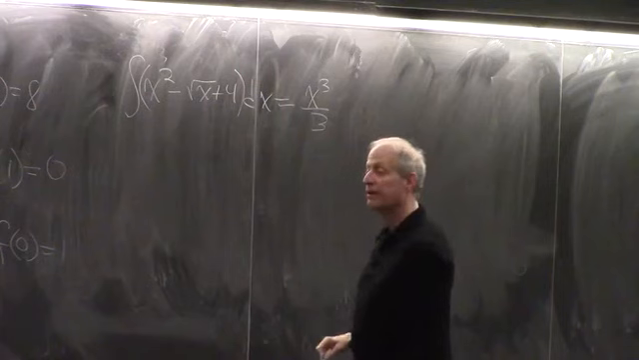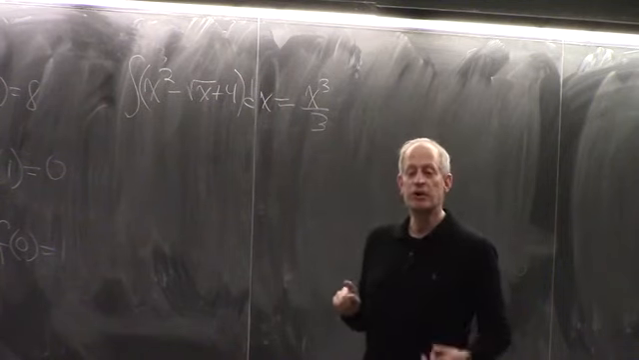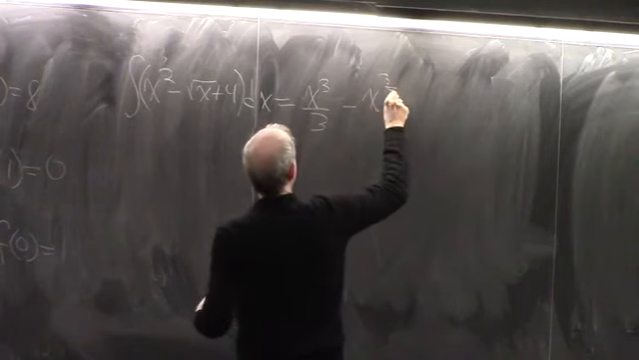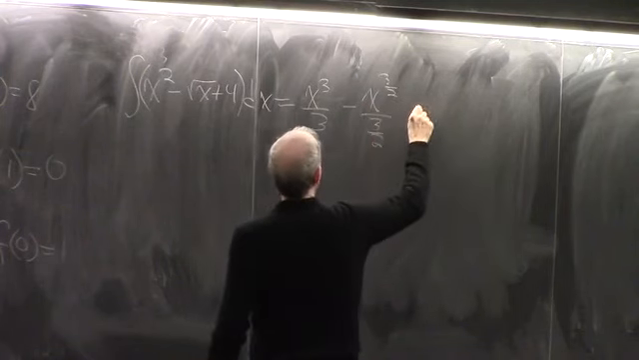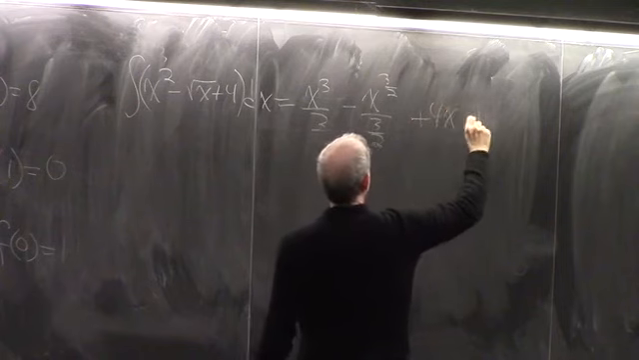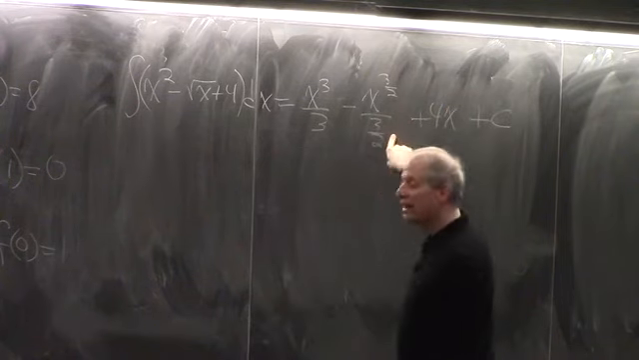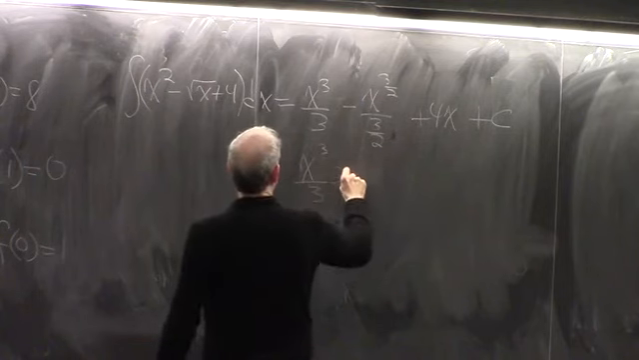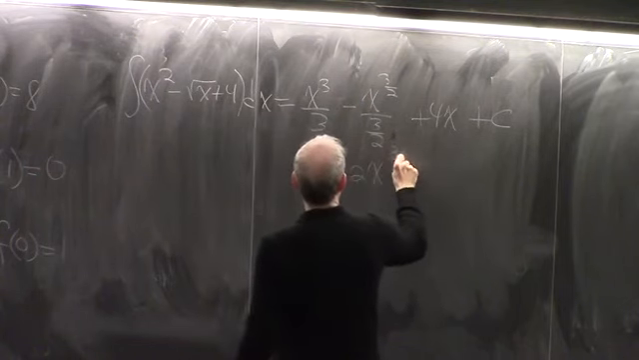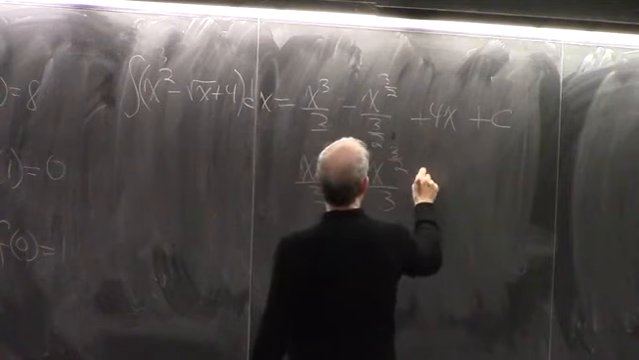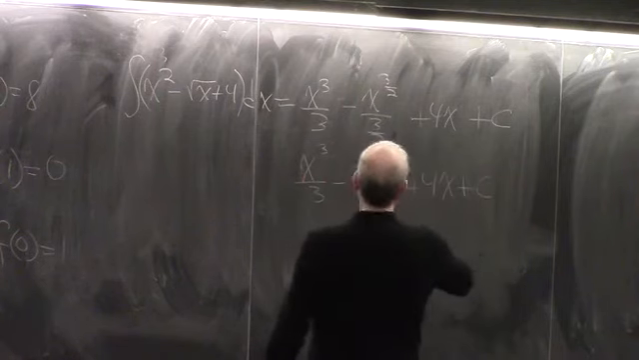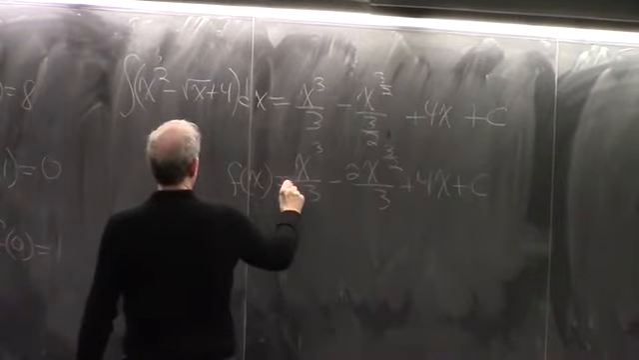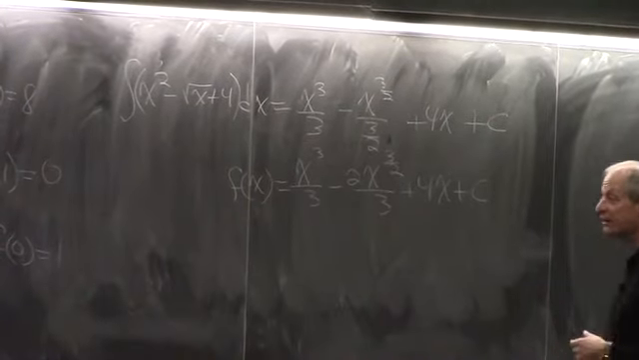What is the square root of x? Well, that's x to the half, so this becomes x to the 3 halves over 3 halves plus 4x plus a constant. And dividing by 3 halves is like multiplying by 2/3. So it's x cubed over 3 minus 2 times x to the 3 halves over 3 plus 4x plus c. Okay? That's f of x. Again, you're just integrating.